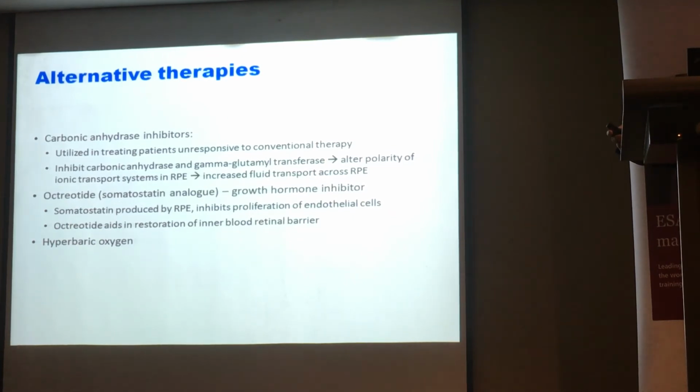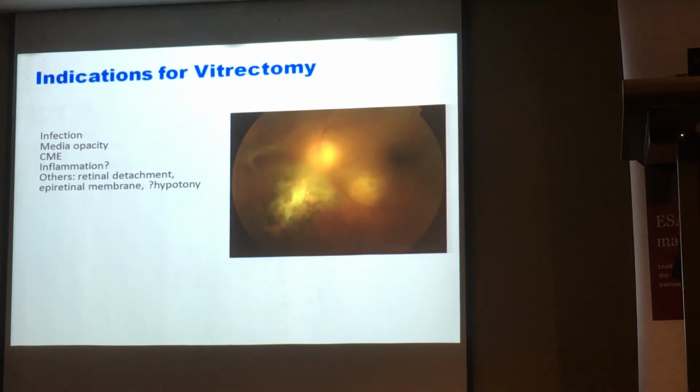We talked about acetazolamide, which is Diamox, already. If you suspect there's maybe RPE dysfunction, then I think that's the first line. Somatostatin analog, octreotide, is supposed to help in the inhibition of proliferation of endothelial cells, so it helps to stabilize the inner blood-retinal barrier. And then hyperbaric oxygen, which is used for everything that nothing else can treat, right? Anything from hair growth to pimples to whatever, I don't know, hyperbaric oxygen.